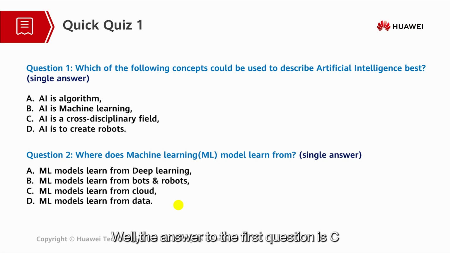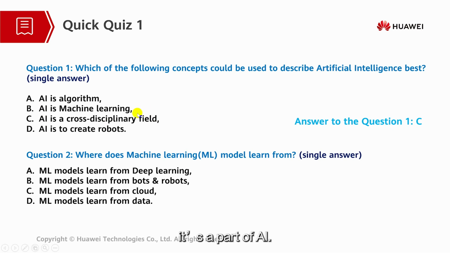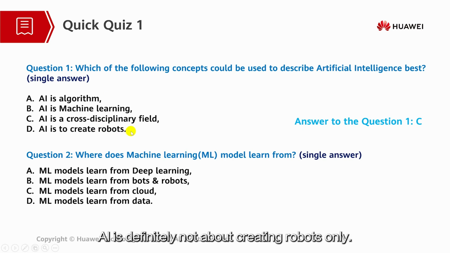Well, the answer to the first question is C, as we discussed when we defined AI with a tree. Machine learning is not AI. It's a part of AI. There are many machine learning and deep learning algorithms used in AI. Therefore, AI is not just any algorithm. Moreover, robots are some products of the AI implementation. AI is definitely not about creating robots only.